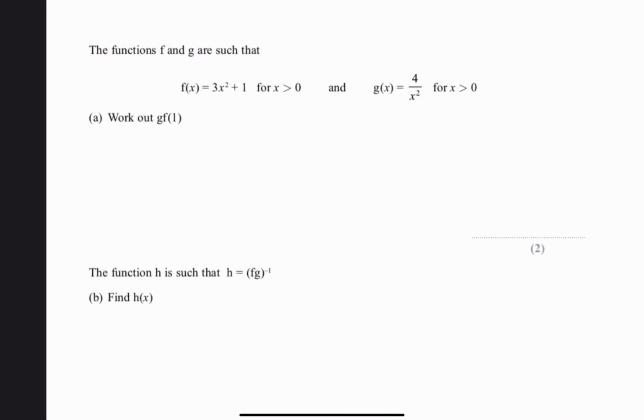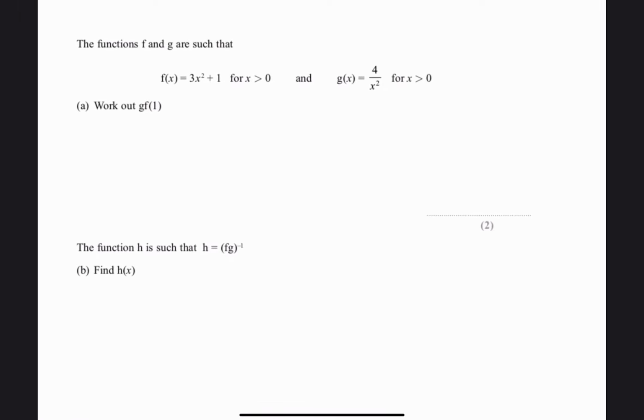Next one. You're working out g f of 1. First of all, always work out the second one, f of 1, first. Not the first one, g; the second one is f. So always the second one, f of 1. What is f of 1? 3 bracket 1 squared plus 1. That makes it 3 times 1 squared, which is 1, so that's plus 1. 3 times 1 is 3. 3 plus 1 is 4.